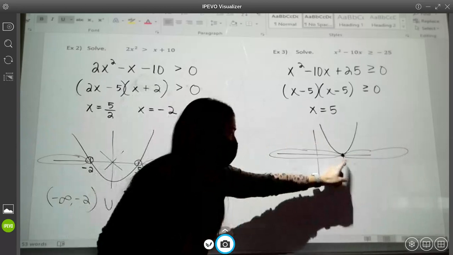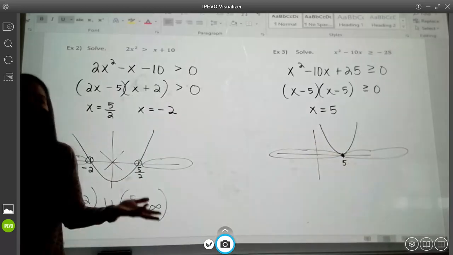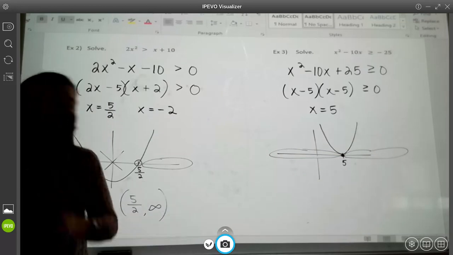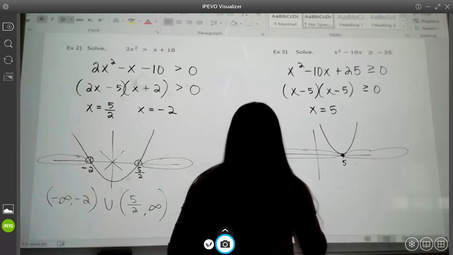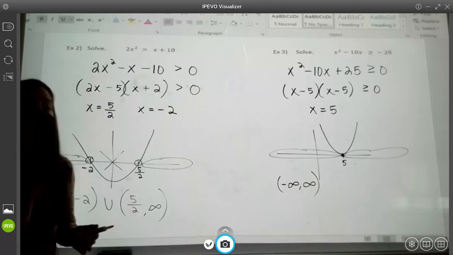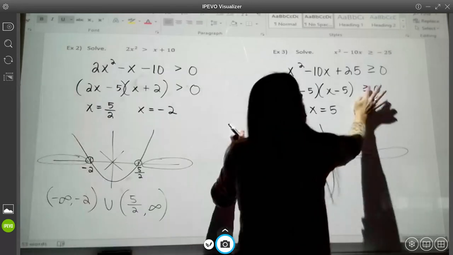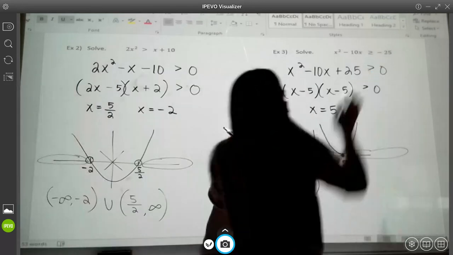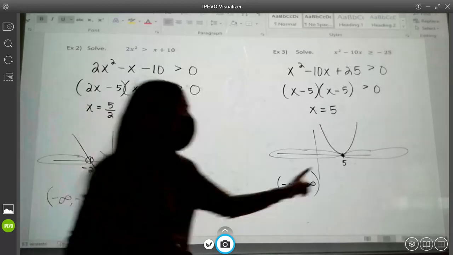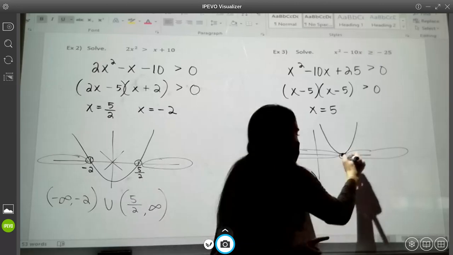All right, let's play a game with this one. Let's pretend that it just said greater than 0. If they just wanted this to be greater than 0, would 5 have been an answer? No. So you would have had an open circle. These still would have been answers. They still make it greater than 0. And these still would have been answers. They still make it greater than 0. So then the only number that wouldn't have been an answer is 5 himself. So then it would have been negative infinity to 5, union 5 to infinity, okay?